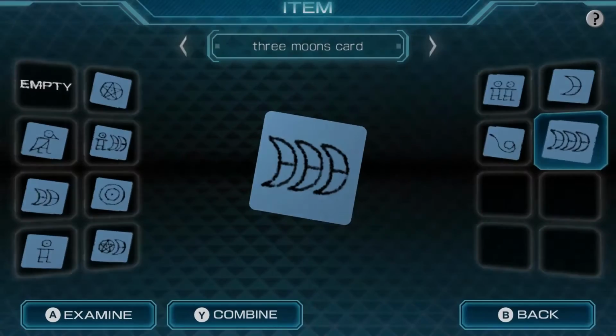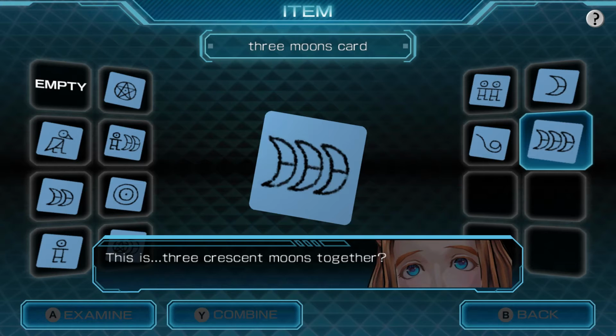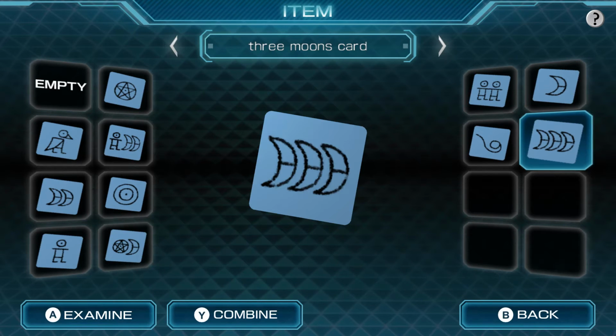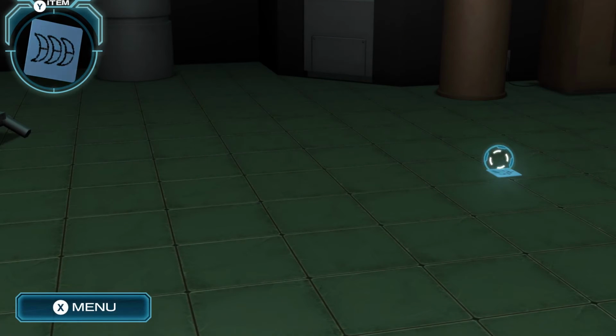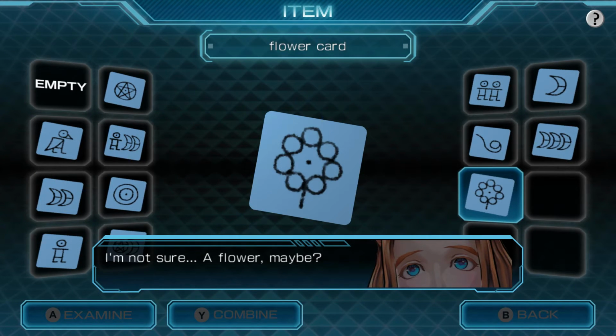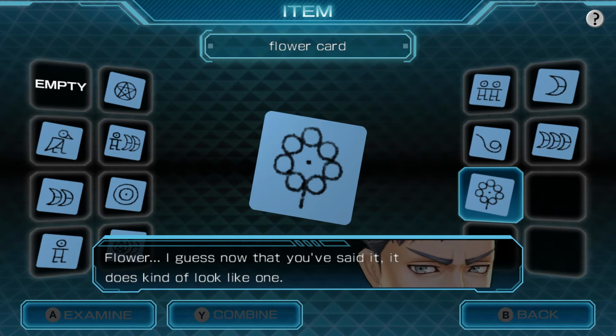There's a card. 3 moons. Oh man. This is 3 crescent moons together. Maybe there are 3 moons in this alien dimension. There's a card. Flower. What's this? I'm not sure. A flower, maybe? Flower. I guess now that you've said it, it does kind of look like one.